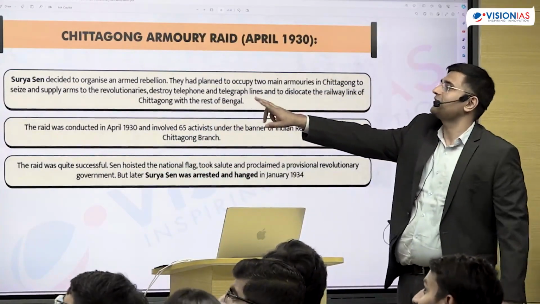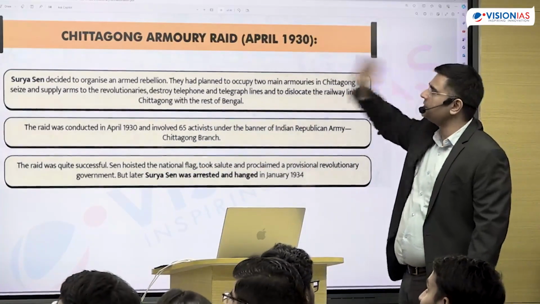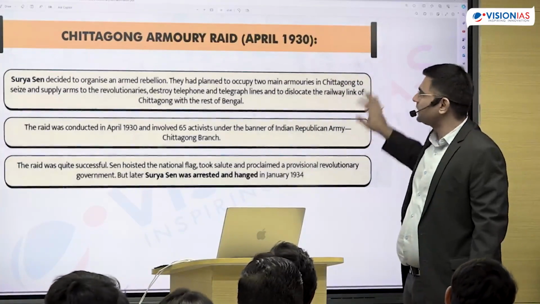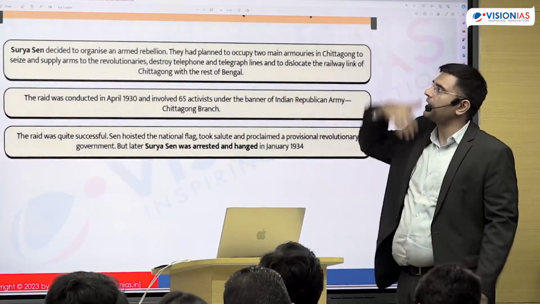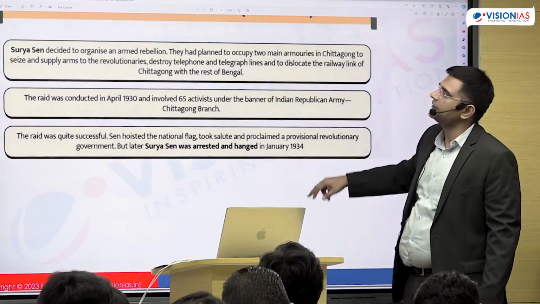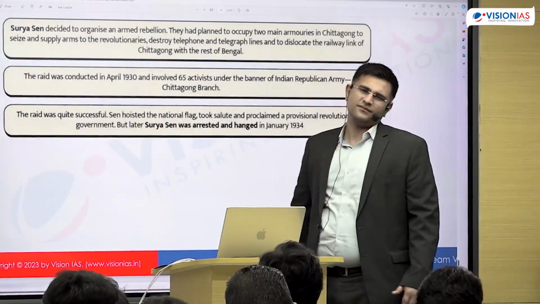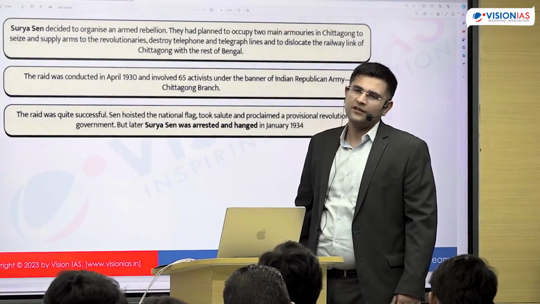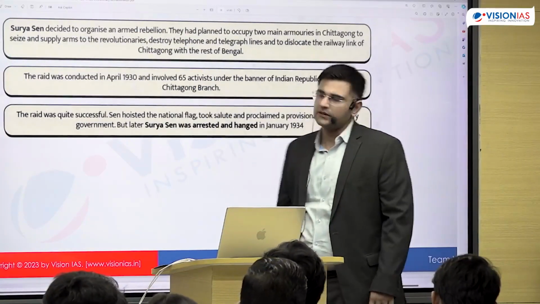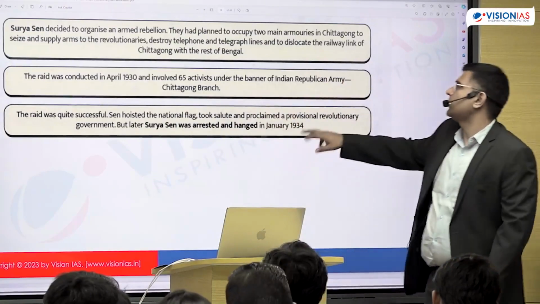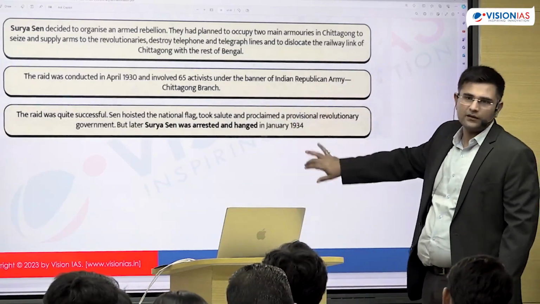So Surya Sen decided to organize an armed rebellion. Plan to occupy two main armories in Chittagong. The plan was to cut off Chittagong by cutting off railway lines, telegraph lines, right? Obviously they knew that they were going to be martyrs. They are not stupid, they know. But they are still trying to put up a resistance. So the raid was done. Ultimately Surya Sen was hanged.